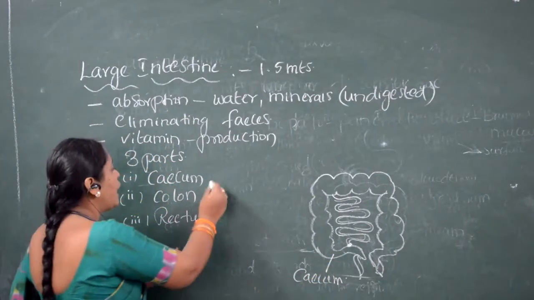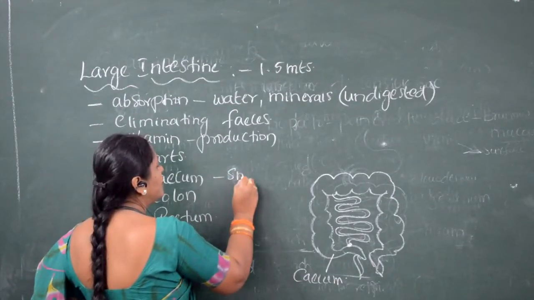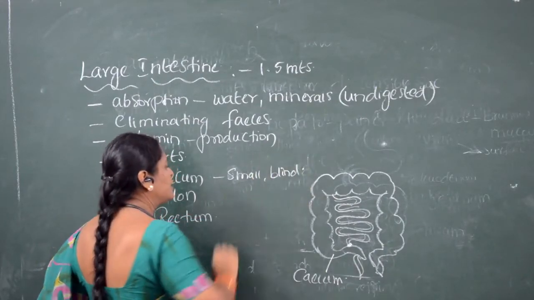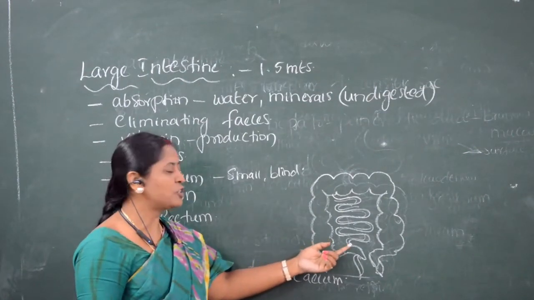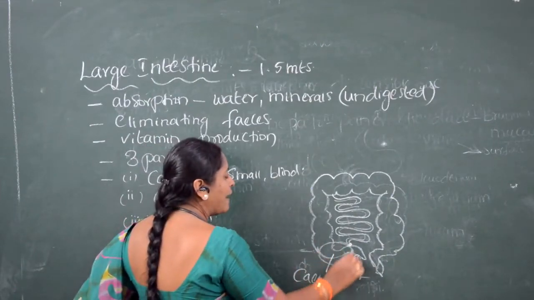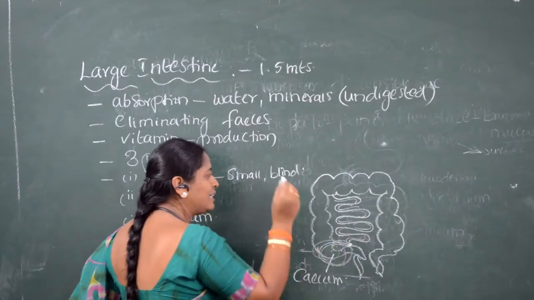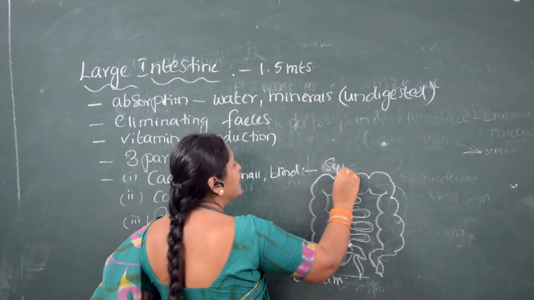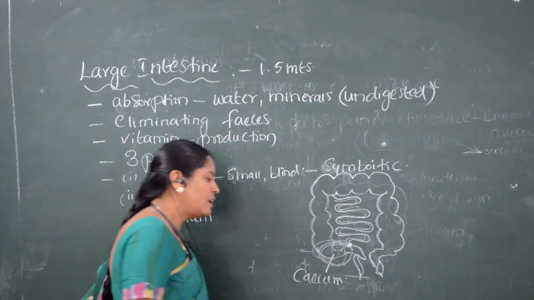Cecum is a small blind sac which is present near the ileum. The cecum contains microorganisms. What microorganisms are present? Symbiotic microorganisms are present in the cecum.